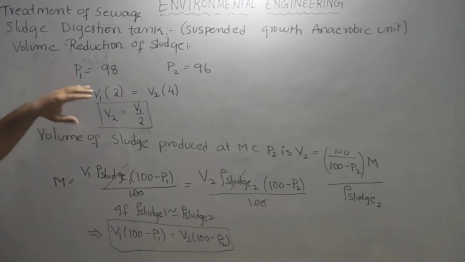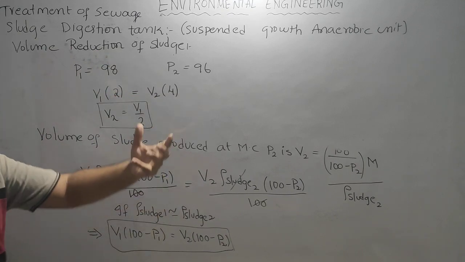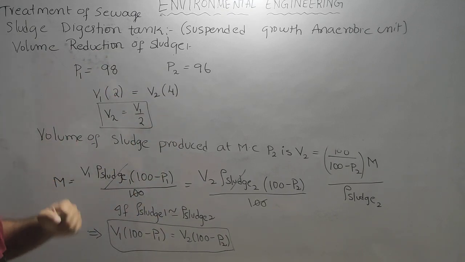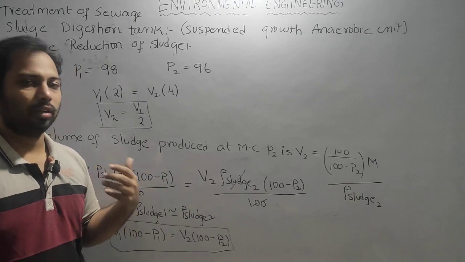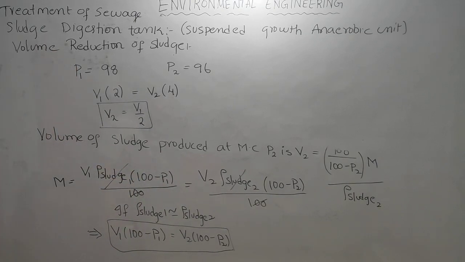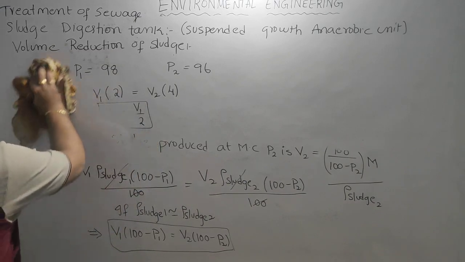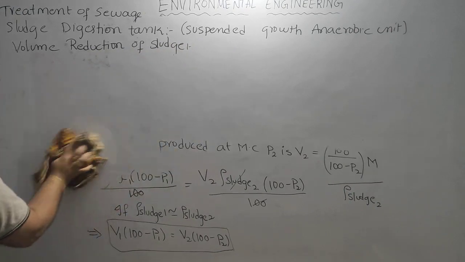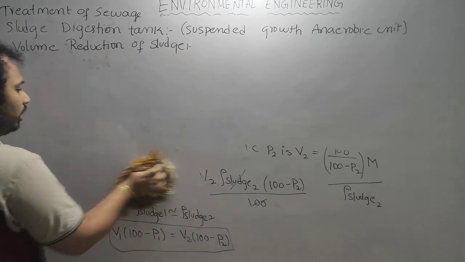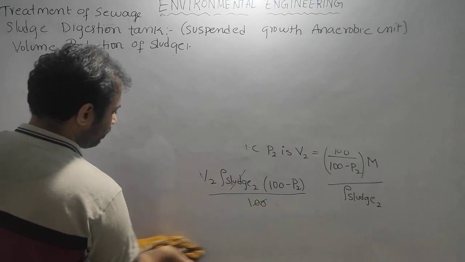So that is why 2% of moisture extraction will lead to a volumetric compression of 50%. That is why sludge thickening is important, in order to save the volume of the sludge digester. Unnecessarily, if you send volume V1, which contains a lot of water, it is of no use. So generally we thicken the sludge, and by this means we reduce the volume of the sludge.